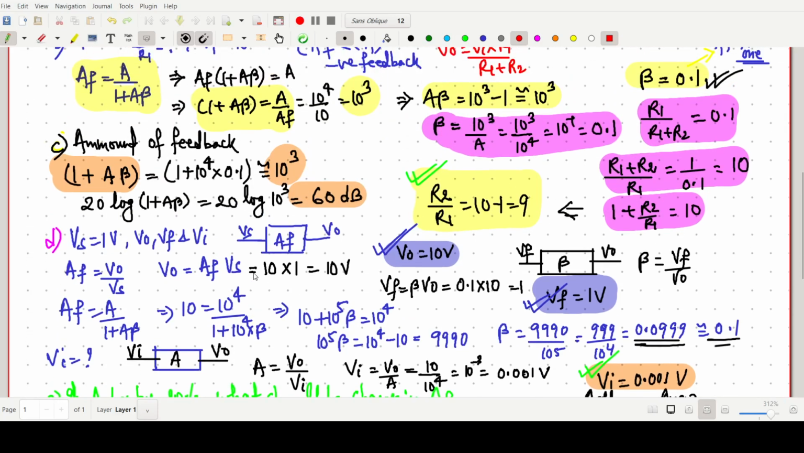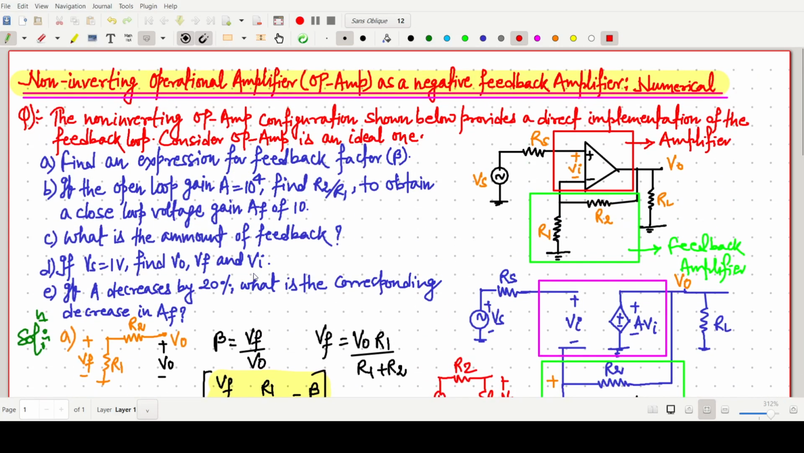For more detail you can follow the Sedra and Smith book. The book name is Microelectronic Circuits. If you are looking for the fifth edition, I have the fifth edition. In this fifth edition, this one is exercise number 7.1. Okay, so this is all about this question.